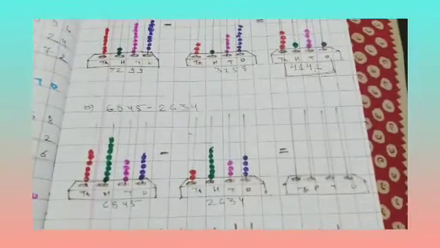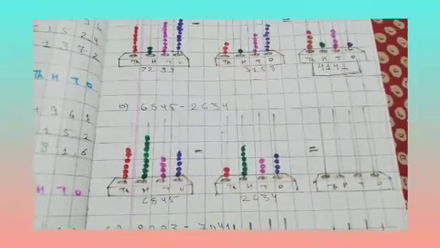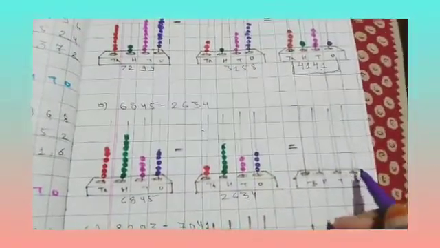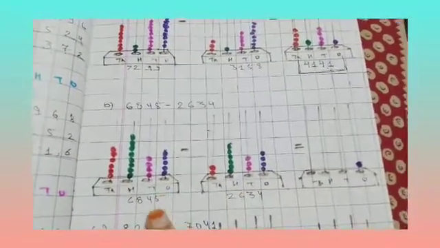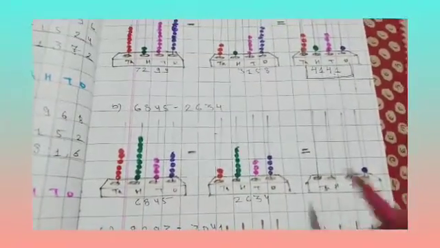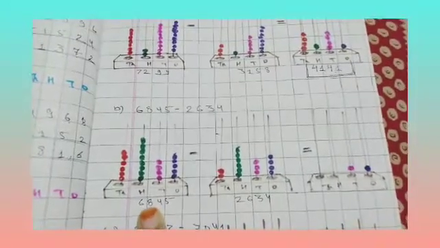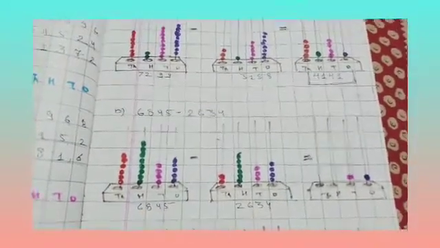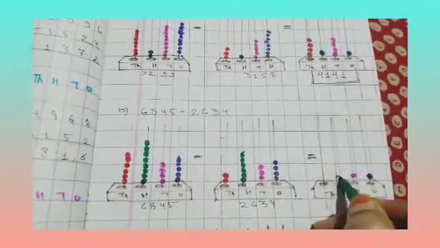Now 6845 minus 2634. So how many beads are less? Here 5 is there, here 4 is there. So how many beads are less? 1. So we are going to put 1 bead over here. Now at the tens place 4 is there and 3 is there. So how many beads are less? 1. So we are going to place 1 bead over here. Now at the hundred place 8 is there and 6 is there. So how many beads are less? 2. So we are going to place 2 beads.